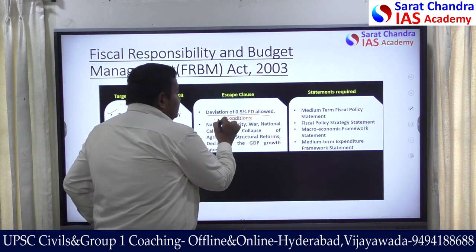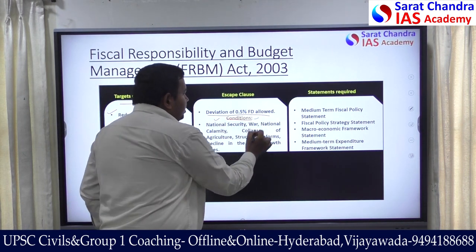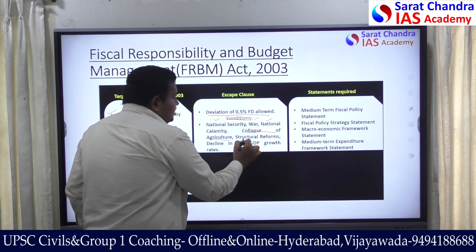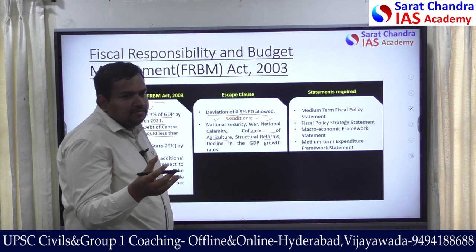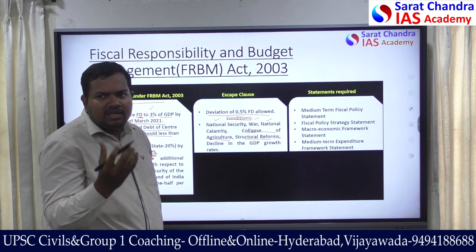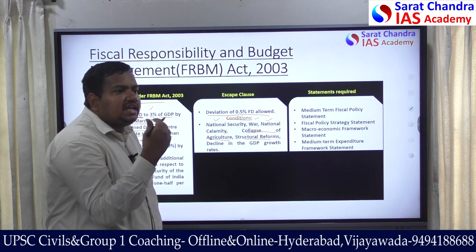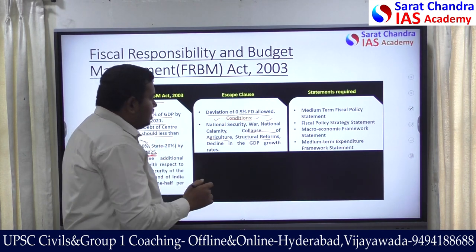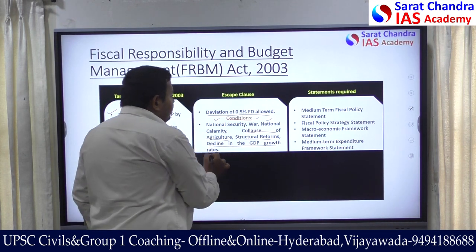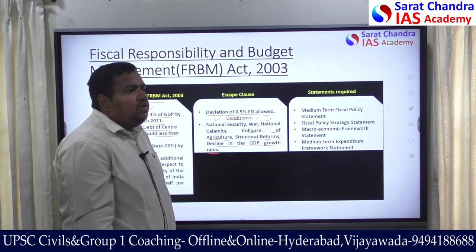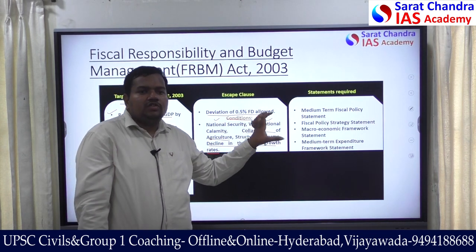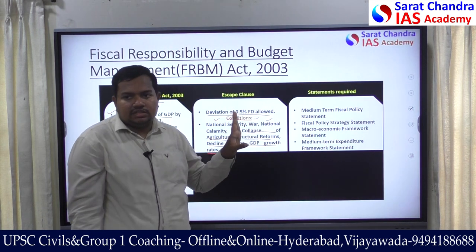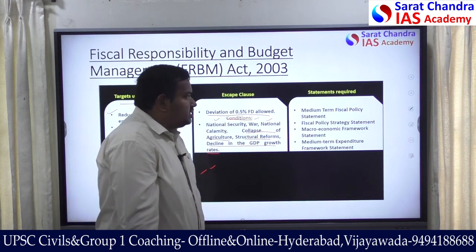Okay. So national security, war, national calamity, collapse of agriculture, structural reforms like LPG reforms or GST or something like that. In general, if there is any structural reform like demonetization or GST, they also come under structural reforms only. Or decline in the GDP growth rates. Only in these conditions, deviation of 0.5% is allowed. Okay, you need to remember these conditions. A question can be asked in prelims.